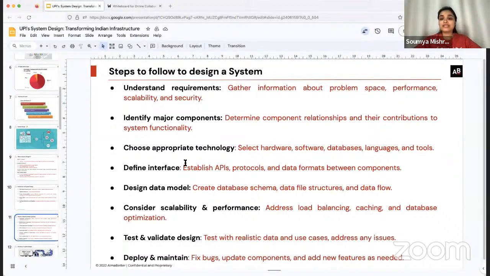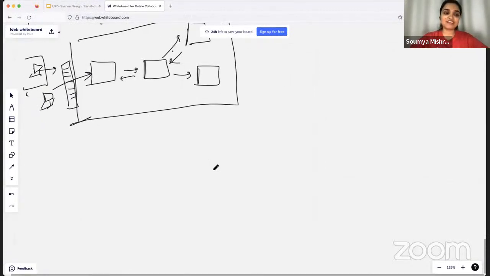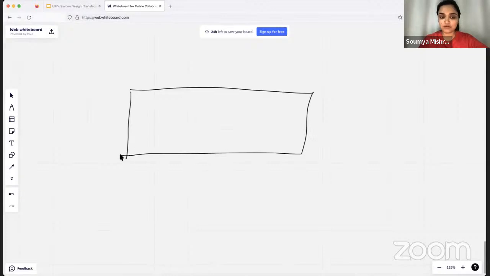Now, choosing appropriate technology: what kind of hardware do you want to use, what kind of memory do you want to use, what software you will be using, what database, what language will you be using. Let me give you a very small example. This is one of my favorite examples. This is Facebook, the web page of Facebook. Over here, there is an active user list. Over here, you'll see all the users that are active.